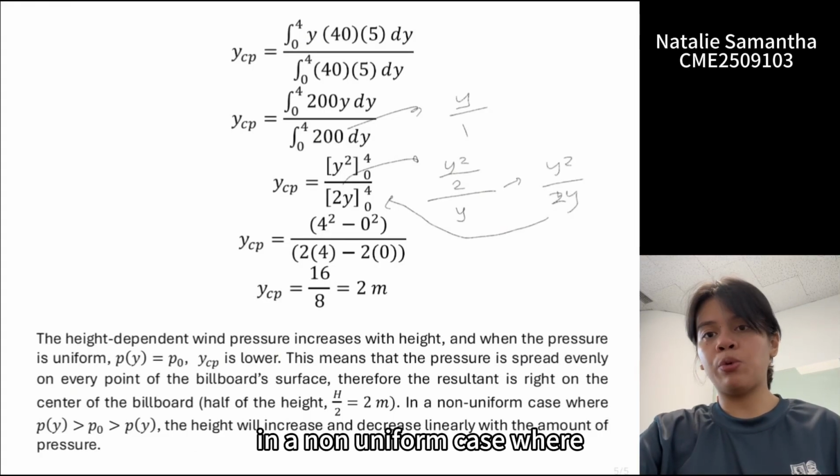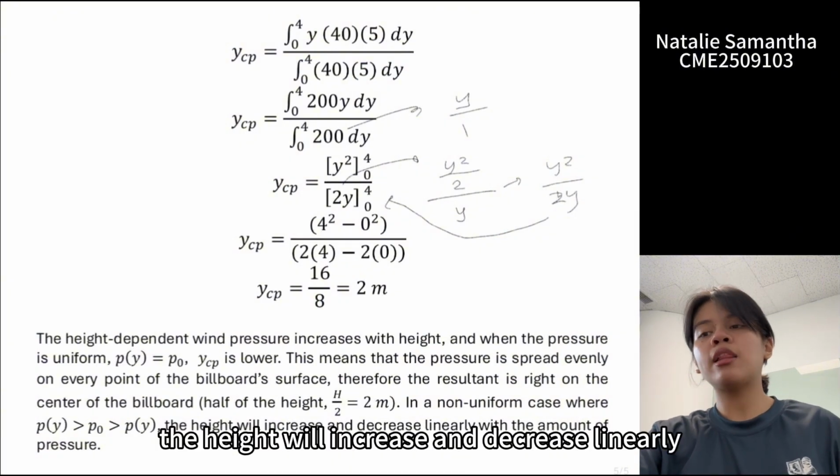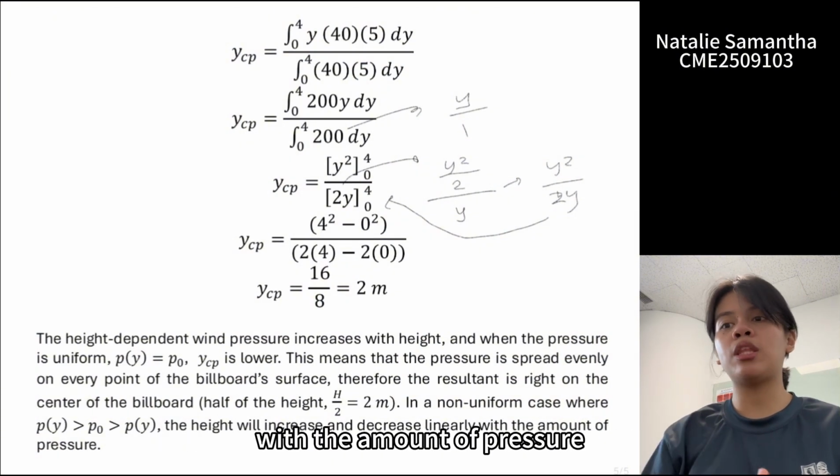In a non-uniform case where P0 is less than or greater than Py, the height will increase and decrease linearly with the amount of pressure.